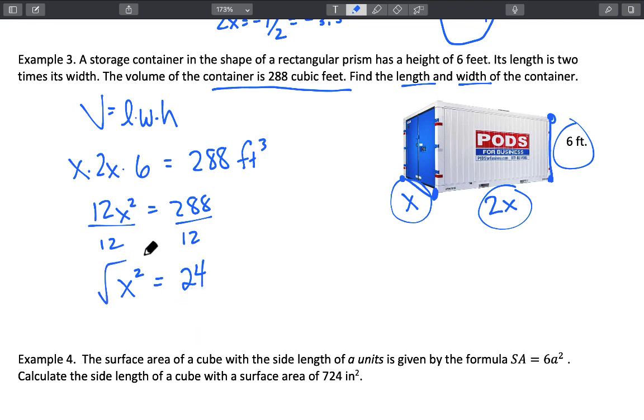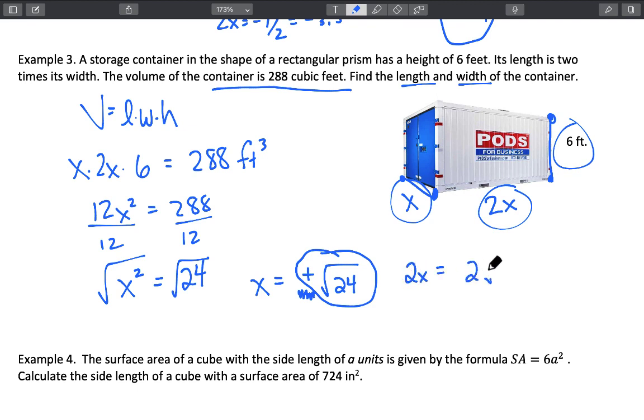All right, now we need to take the square root of both sides there. x is going to equal both the positive and negative square roots of 24, and we'll just leave it like this because 24 is not a perfect square. However, within the context of the problem, it doesn't really make sense for us to have a negative length here. So we're really only looking at the positive square root of 24 as the value of x, and therefore the value of 2x would just be 2 times the square root of 24.